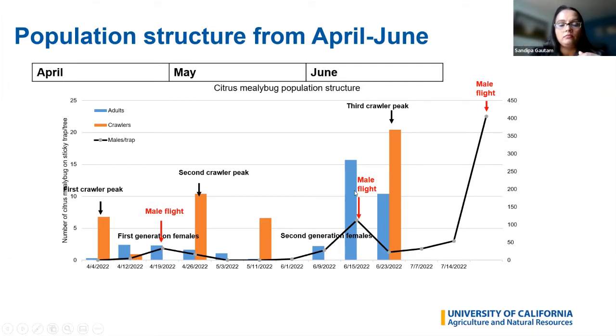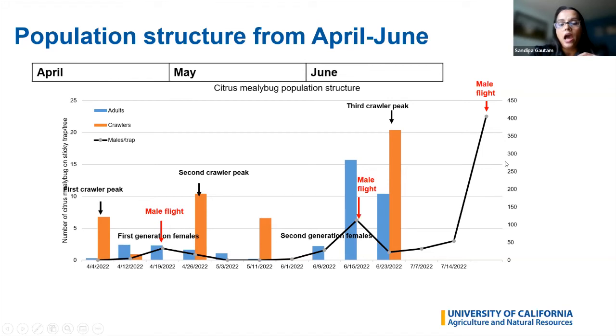And then we have second generation females from as early as June, which peaked in mid-June in this particular block. And in the last week of June, we started seeing crawlers. And we have another male flight in the second week of July. We haven't finished counting data for the sticky traps, but we might see another female peak in July, right about this time.